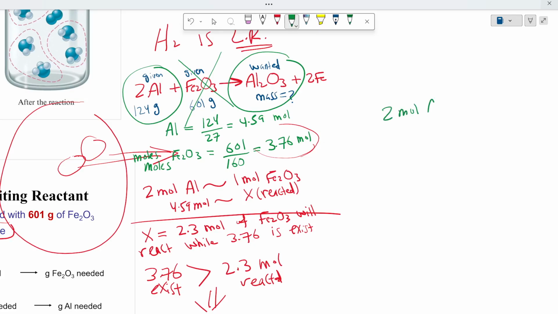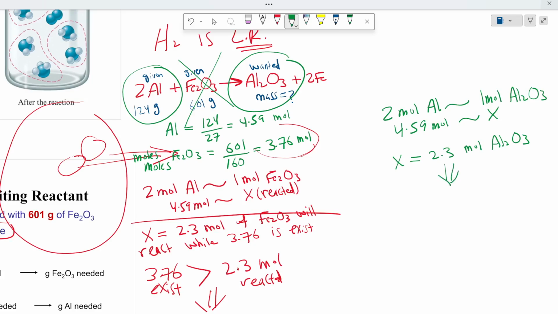2 mole of Al, which is our limiting reactant, to 1 mole of Al2O3. How many moles of Al do we have? We have 4.59 moles according to the first step. And here is X by cross multiplication. X is approximately 2.3 moles of Al2O3. We did not solve the question yet because the last step is to convert moles to mass. 2.3 mole equals mass of Al2O3 over molar mass.